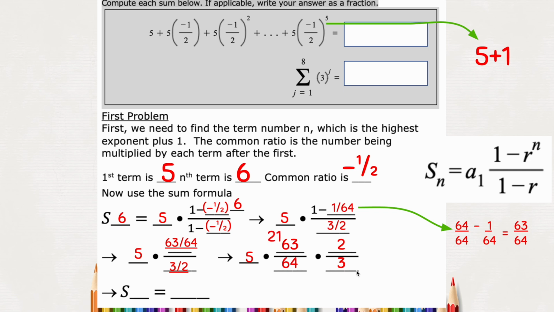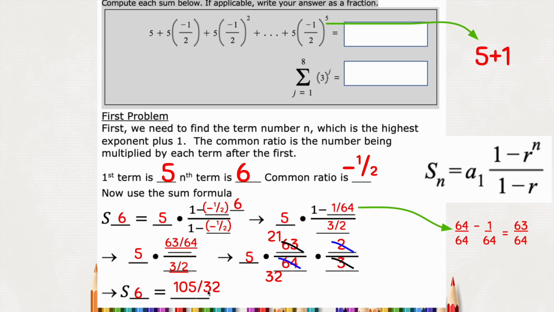A lot of the time, especially this far in math, simplifying ahead of time is a little easier because I can see 63 and 3. Those can cancel out. They can both divide by 3, and I'm left with 21 on the top here. 3 completely cancels out on the bottom. I can also do that with the 2 and the 64. So 2 is going to completely cancel out, and 64 is going to become 32. So now I can multiply 5 and 21, and I get 105, and then I keep 32 on the bottom.